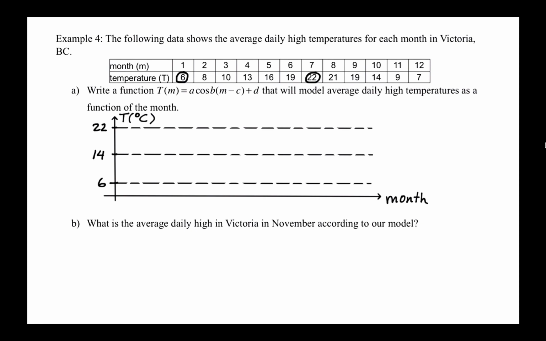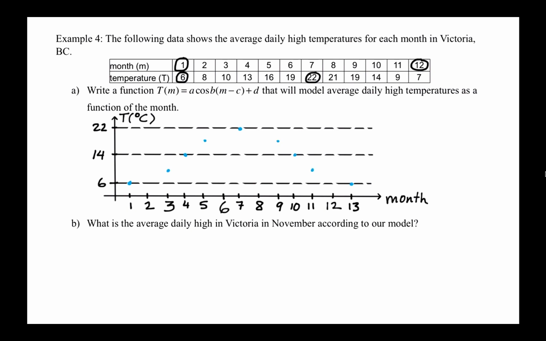And so if I find the average of those two, right, 22 plus 6 is 28, divided by 2 is 14. That's going to be the middle line of this graph. And so I know also that there are 12 months involved here. So I'm going to go from 1 to 12, and I'm going to extend it to 13 because I know that the 12 months in a year, that is the cycle.